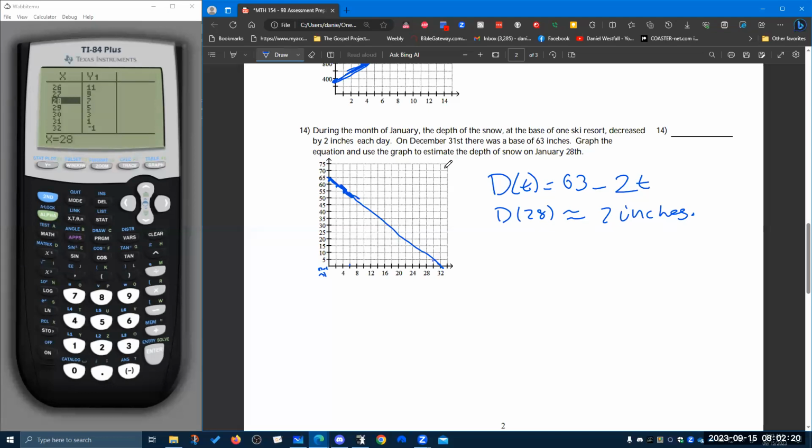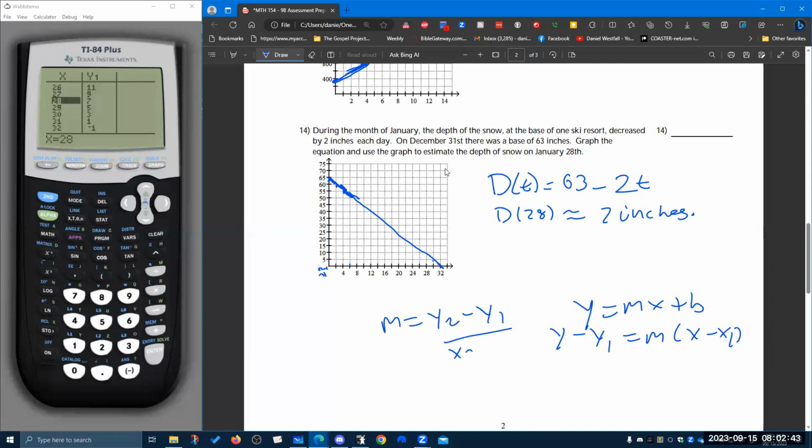So main things from this, remember your slope intercept form. I'm just going to write that out again for you, that y equals mx plus b. Remember your point slope form. And remember your slope formula. Those are your 3 big formulas for this linear modeling section.